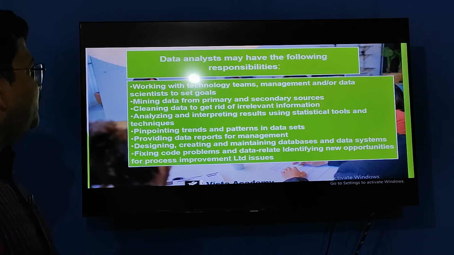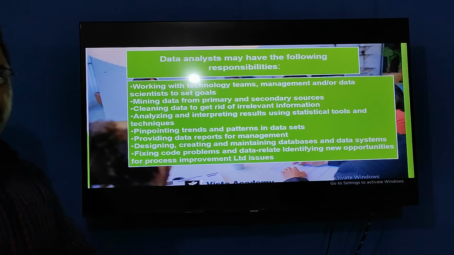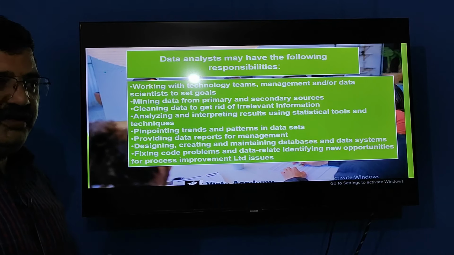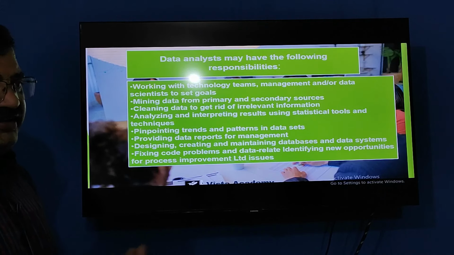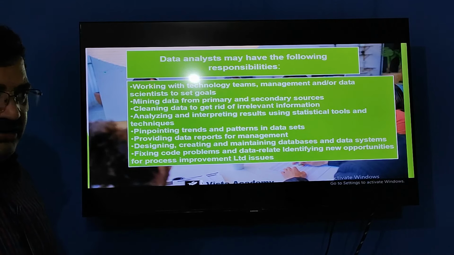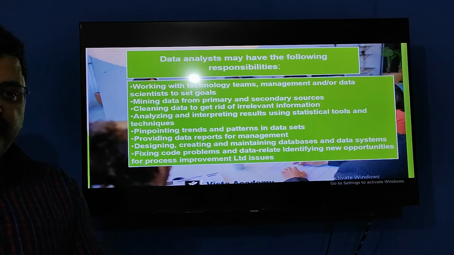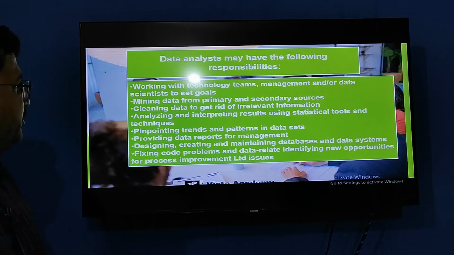What are the responsibilities of a data analyst? Working with the technology team, management and data scientists to set goals. So they have to maintain collaboration with different people in the organization who have different designations and different posts. You have to collaborate with them, join the meetings, and find out conclusions, and all these things will be done with them.